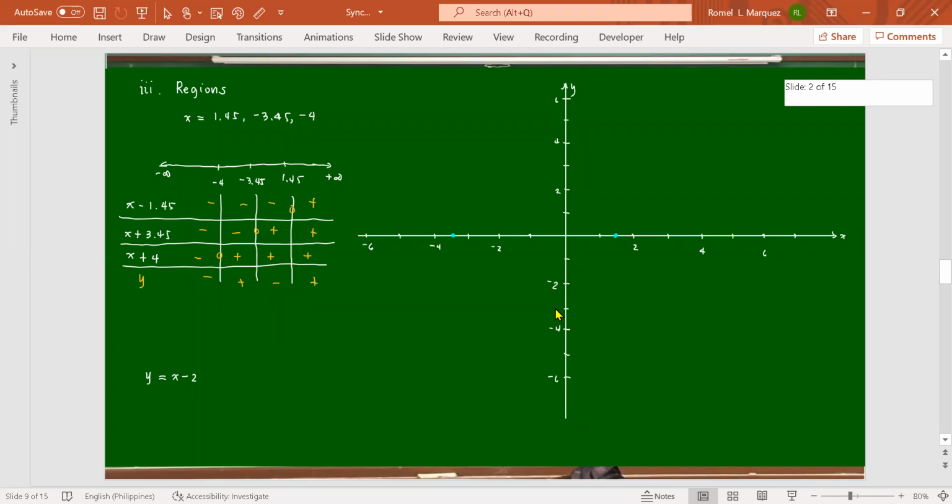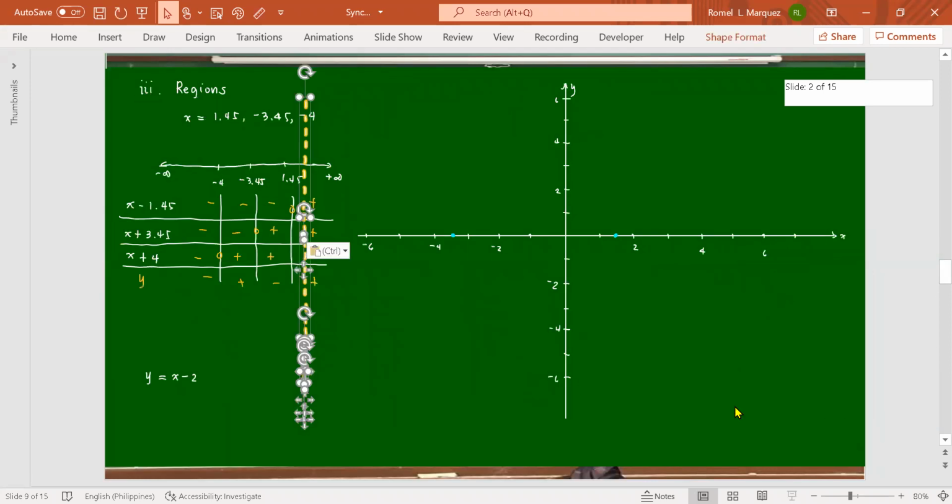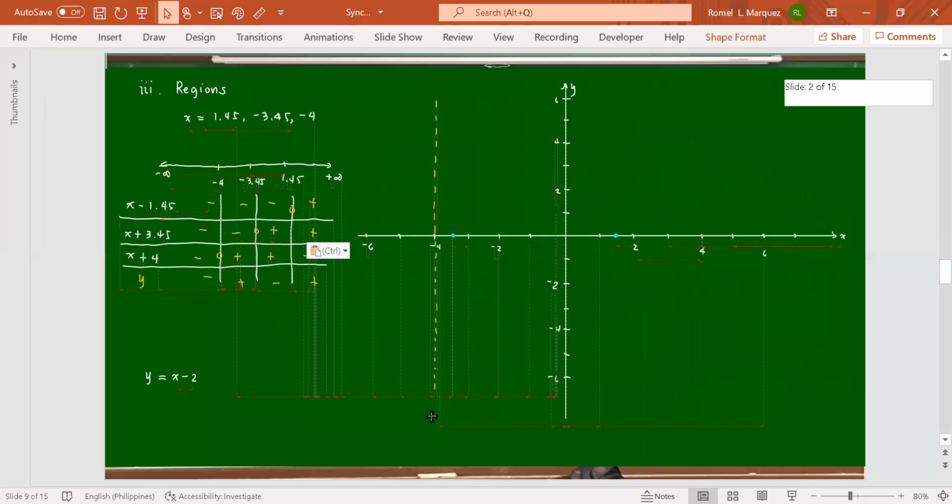Pero yung negative 4, may vertical asymptote doon. Kokopya tayo ng vertical asymptote. Ito yun eh. Para hindi na ako magdadrawing ulit, kokopya ko na lang. Saan ko ilalagay ito? Buti eksakto, negative 4. Yan, negative 4. Okay? Meron pa? Wala na.